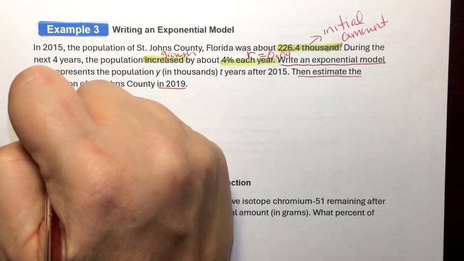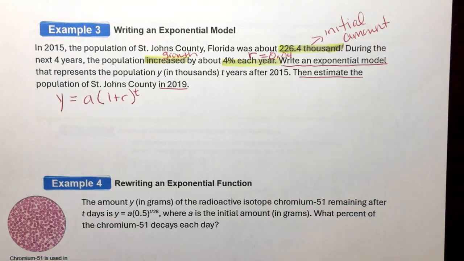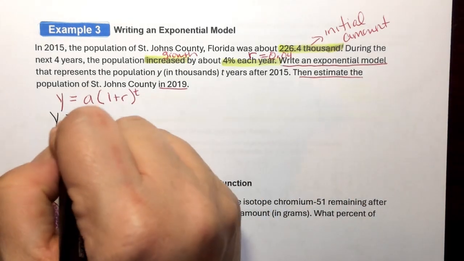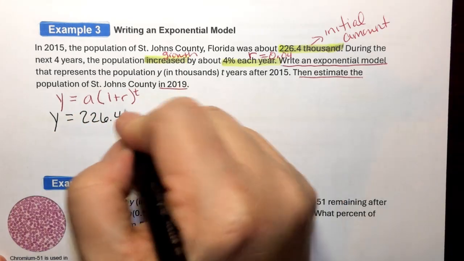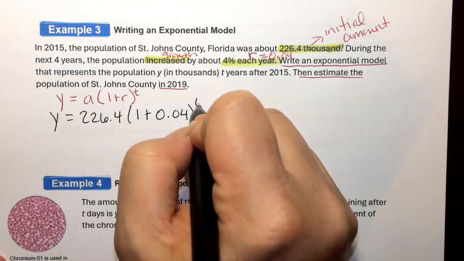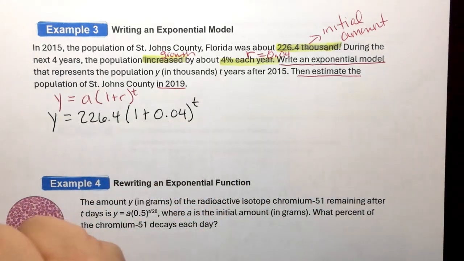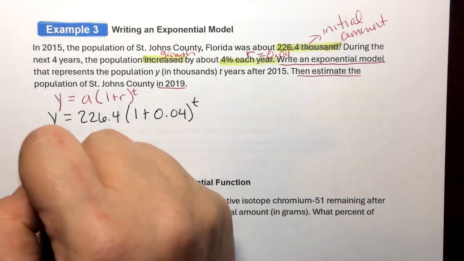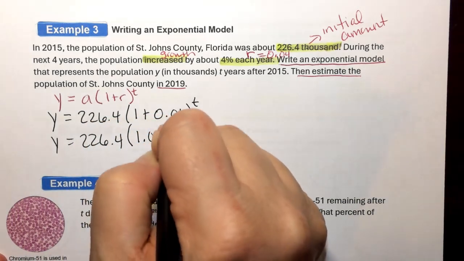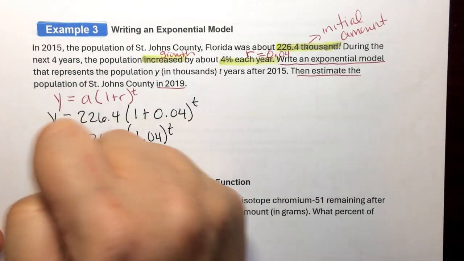Remember, your growth model from above is this. So we are just going to substitute in the information we now know. So our initial amount is 226.4. We got 1 plus our rate, which is 0.04 raised to the t power. So now we're just going to simplify this, just combine it. 1 plus 0.04 would just give you 1.04. So y equals 226.4 times 1.04 raised to the t power. So this is our model. All right, this is your exponential model.